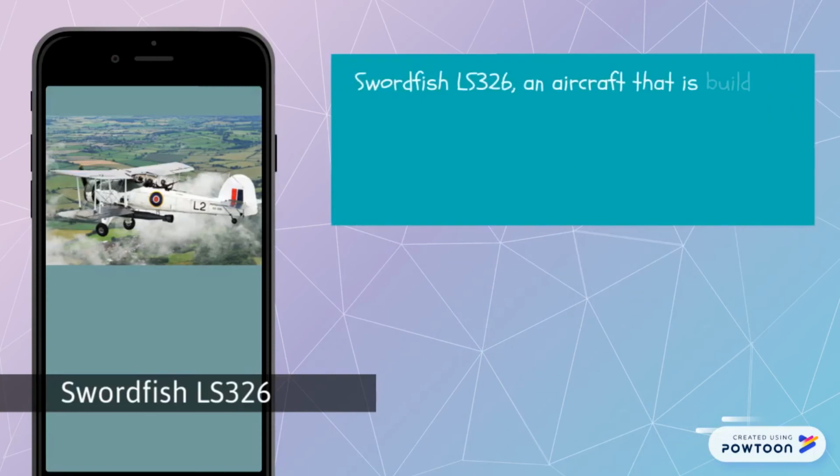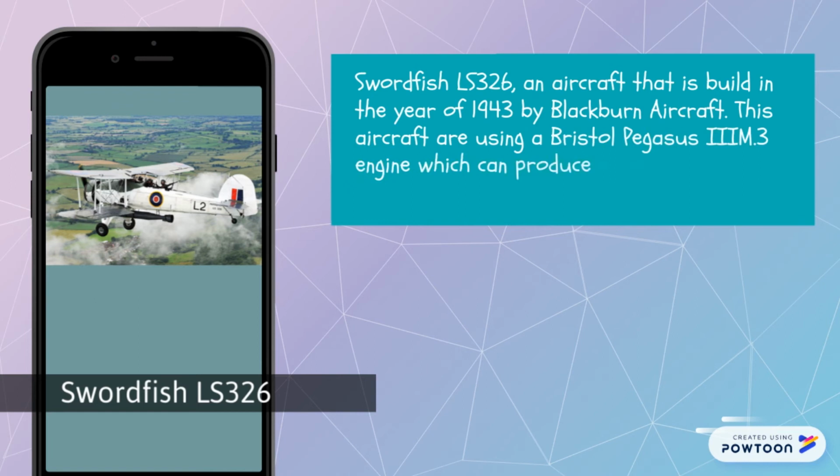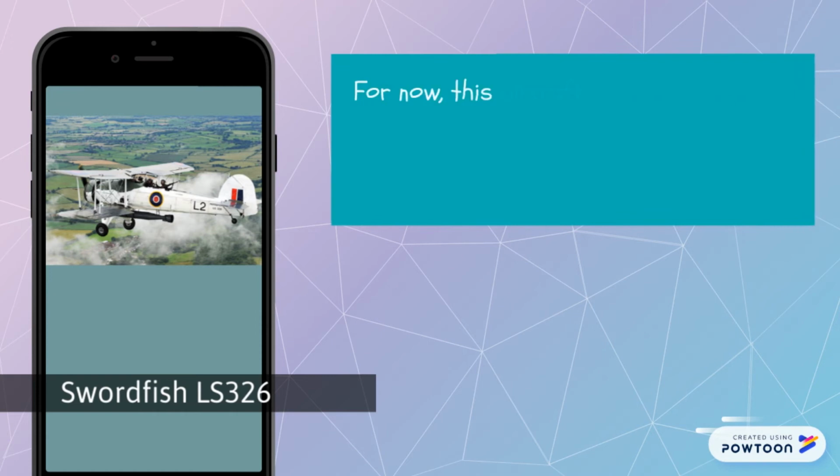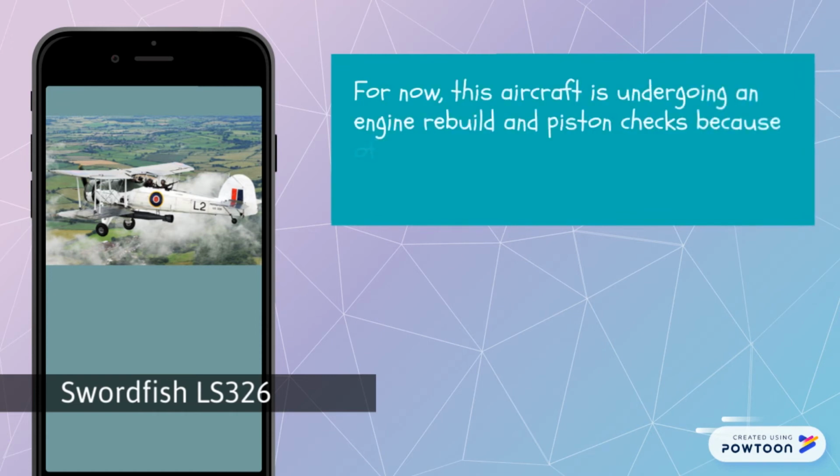Swordfish LS-326, an aircraft built in 1943 by Blackburn Aircraft. These aircraft use the Bristol Pegasus 30M engine that can produce power up to 619 horsepower. For now, this aircraft is undergoing an engine rebuild and piston check because of the old technology used in this aircraft.